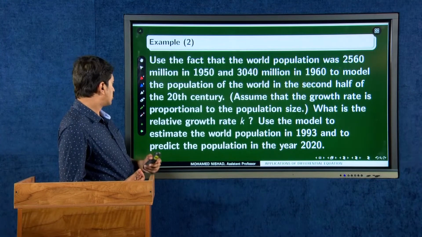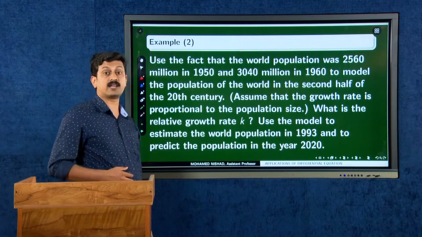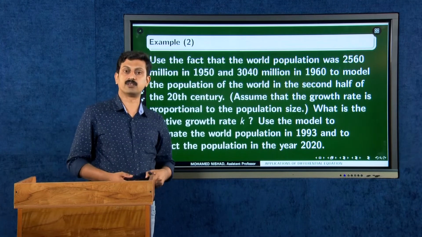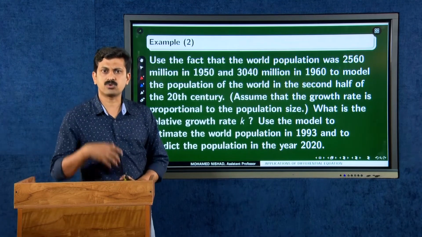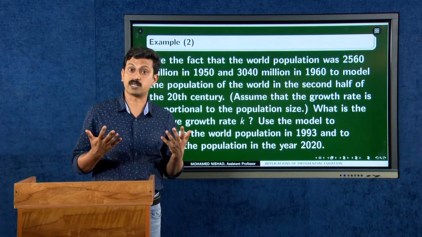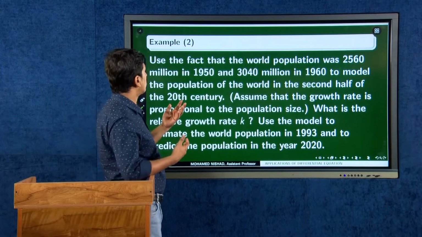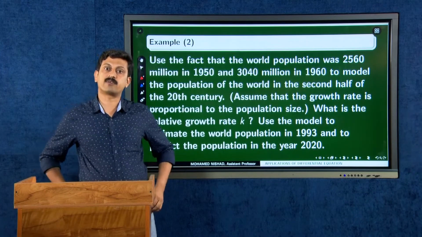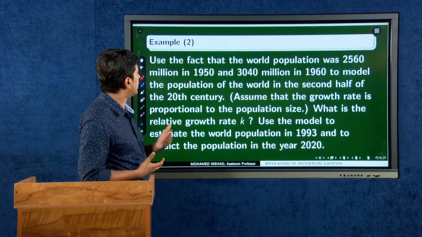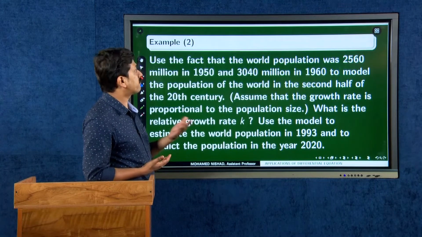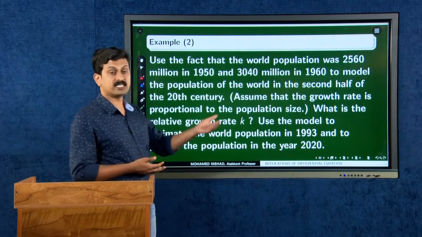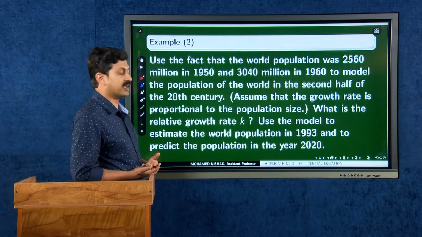Use the model to estimate the world population in 1993 and to predict the population in the year 2020. We already passed 2020, but even so we will have an opportunity to compare with the actual population around the world based on this model. So we have to make a different model. In that model, we are already given the data: in 1950 the world population was 2560 million, and in 1960 it is 3040 million.